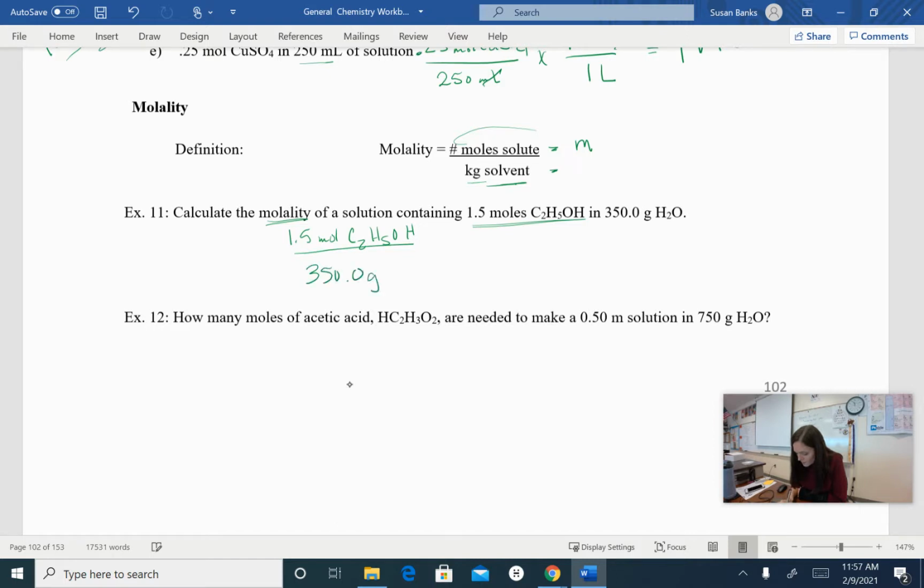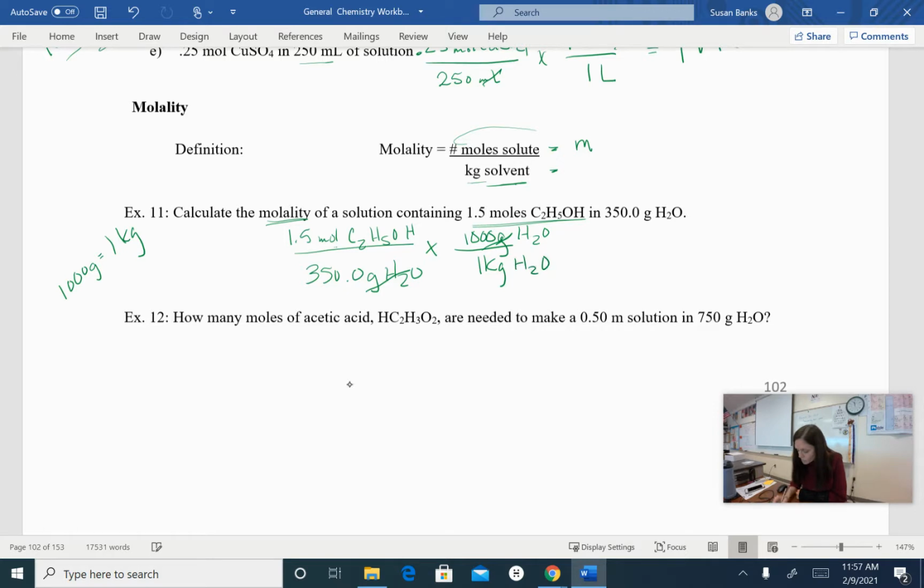So I have 350 grams of water, but I want my grams of water to be in kilograms. So how many grams are there in a kilogram? We're going to use this conversion. I have 1,000 grams equal 1 kilogram. So my grams are on the bottom, and I need my grams to cancel out. So on the next step, I'm going to put grams on the top so the grams cancel out. So I have 1,000 grams in 1 kilogram. So my grams cancel out, my grams of water.